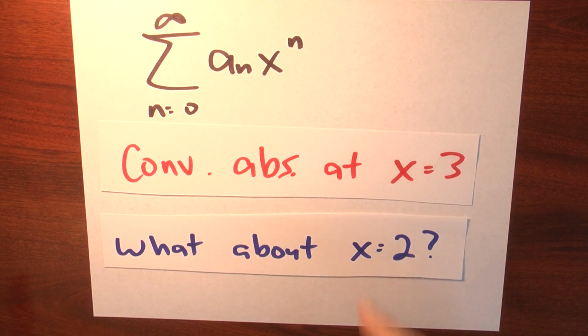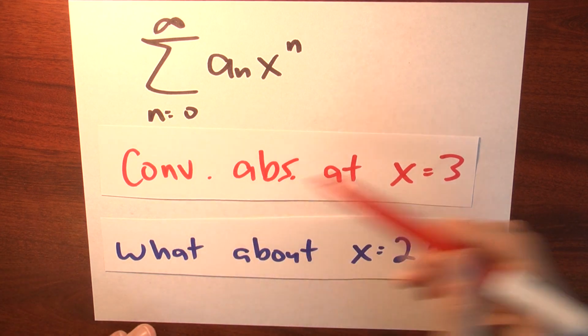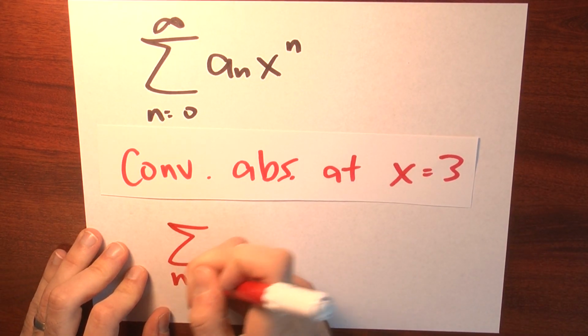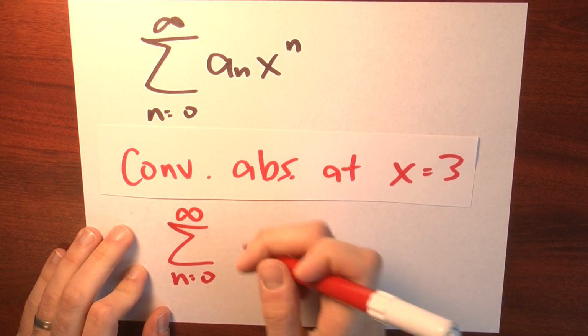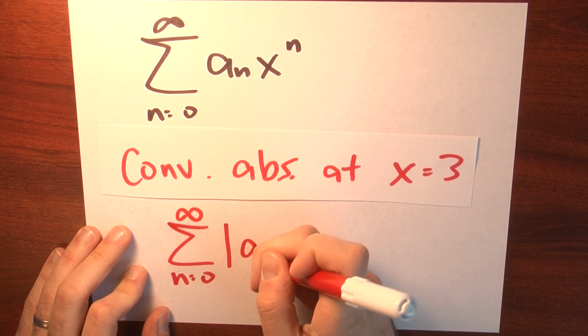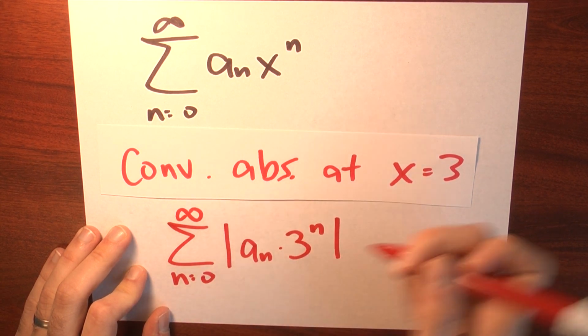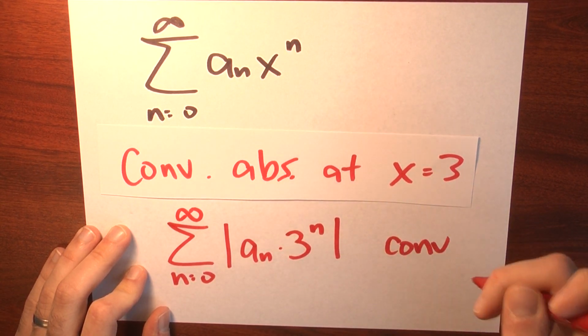What about at, say, x equals 2? Does it converge there? Well, then it must converge when x equals 2. Let's see why. Since it converges absolutely at x equals 3, that just means that the sum n goes from 0 to infinity of the absolute value of a sub n times 3 to the n, right? This series converges. We can compare this to the same series when x equals 2.